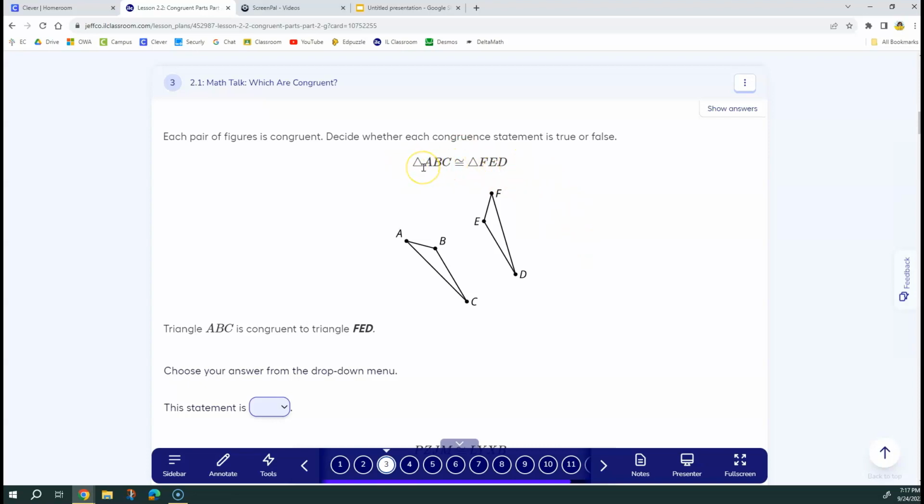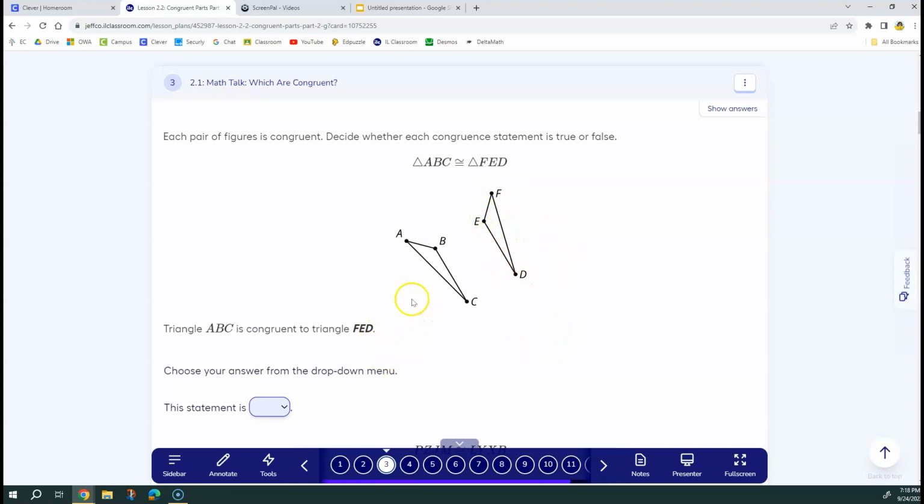This little symbol right there is the symbol for triangle, in case you didn't know. And this symbol between these two statements, the equal sign with the wiggly line on top of it, is the symbol for congruent. So this is saying triangle ABC is congruent to triangle FED. So we have to go in the order here: A, B, C. We're following A to B to C, back up to A, and then triangle FED, F to E to D, back up to F.